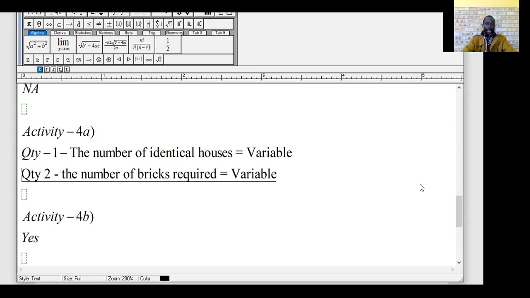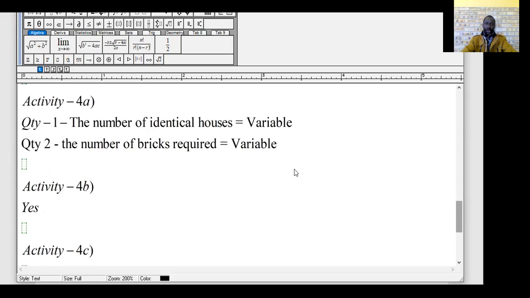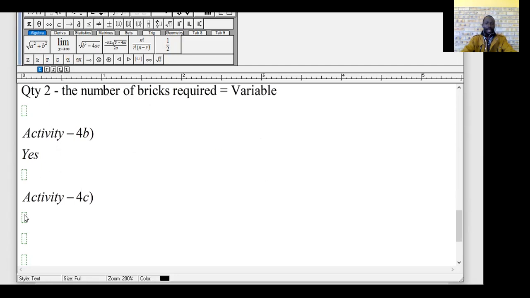And the other thing is that when it comes to activity B, to see how they're related, yes, these two are related nicely because the number of bricks required increases with the number of houses required, because more houses mean more bricks, because we use bricks for making houses. And for part C, that is how we describe it.